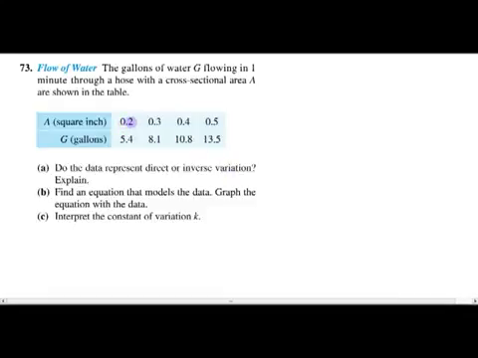So here we have A increasing and G is increasing. And so we know that it's going to be a direct model. So the explanation is specifically, as A is increasing, then G is increasing.